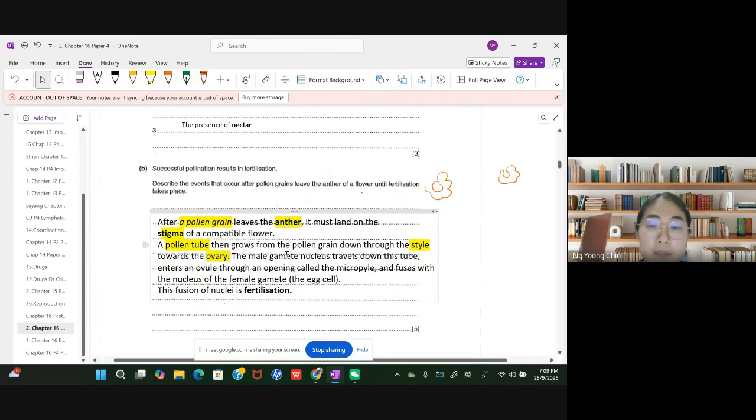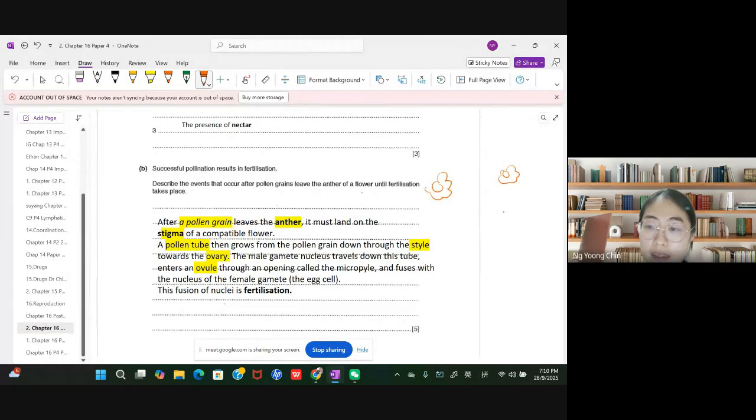So the male gamete nucleus, right? Because inside the pollen tube, you actually carry the male gamete nucleus. So they will travel down this pollen tube, right? And then they'll enter the ovule. So how do they get into the ovule? Ovules are enclosed within the ovary. Okay, ovules are enclosed within the ovary. It's just something like this.